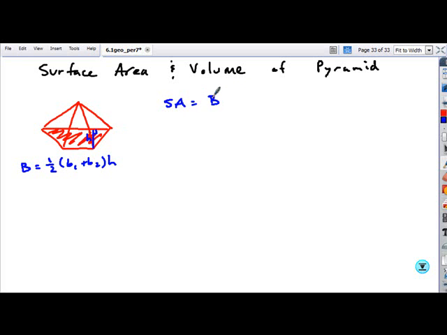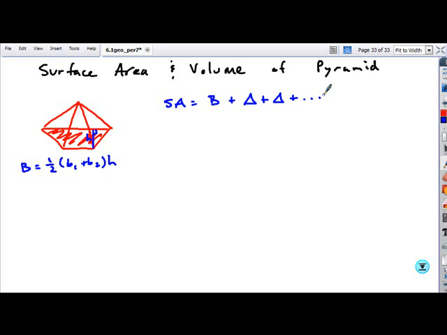As far as the base, we only have one single base for this, so it's one base plus, and then every lateral face is a triangle. Okay, and because these triangular lateral faces aren't always going to be the exact same measure, you have to just add them individually. So for the surface area of a pyramid, you do have to sum up the pieces, take the area of each individual piece.